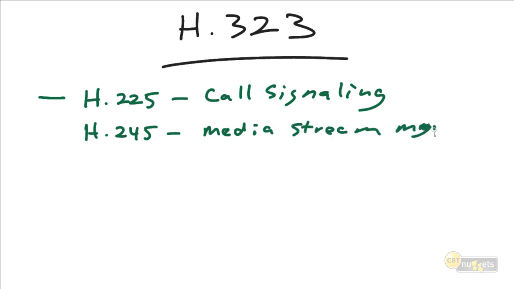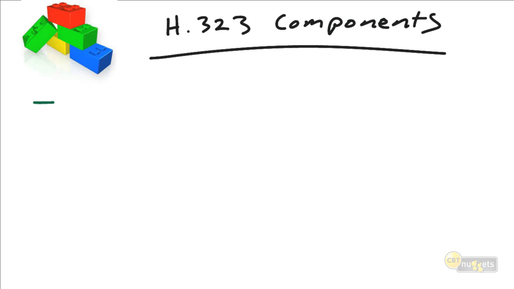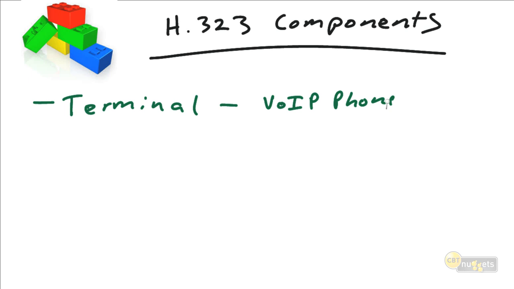So, lots of different standards within this H.323 umbrella so that we can have the equipment from many different vendors interoperate in a voice over IP world. Now, the H.323 standard defined many components that would be used in a voice over IP world. One of those components is what's called a terminal. What is a terminal? Well, how about a voice over IP phone? Or how about a PC running software to do voice over IP?